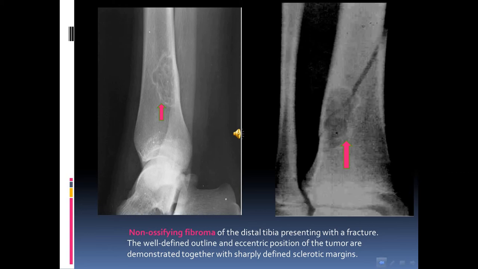Another common fibrous benign tumor, we call it non-ossifying fibroma. You can see the image on the left side describing a benign tumor in the lower tibia, an osteolytic well-defined sclerotic margin bone lesion seen in the lower tibia. We call it non-ossifying fibroma. It is susceptible to fracture. As you can see in the next image on the right side, there is an oblique fracture line involving the osteolytic lesion that is seen in the lower tibia. So this represents an area of pathological fracture seen in a patient having non-ossifying fibroma.